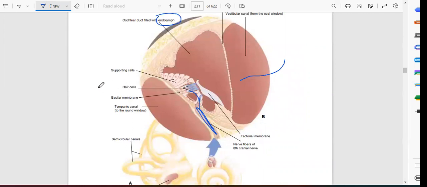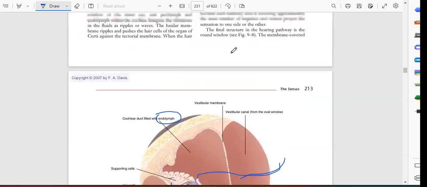The sound waves are coming inside from that area. Basically, it is touching the hair lines. The hair lines will touch the nerve fibers, and because these are the receptors, they will generate the impulse.